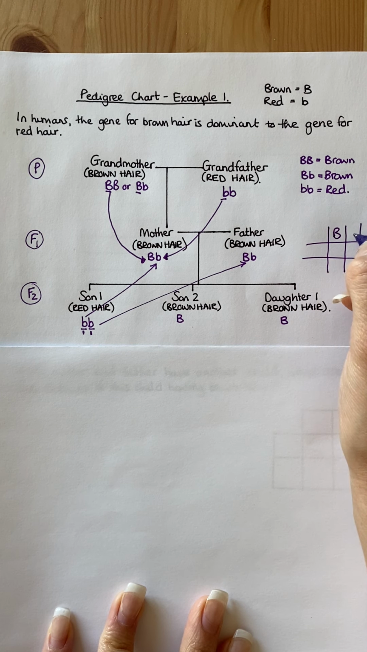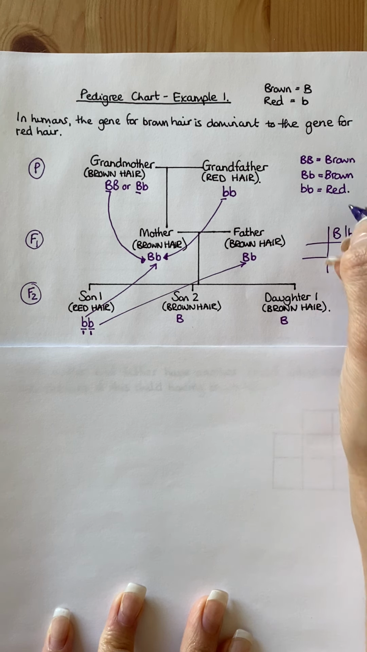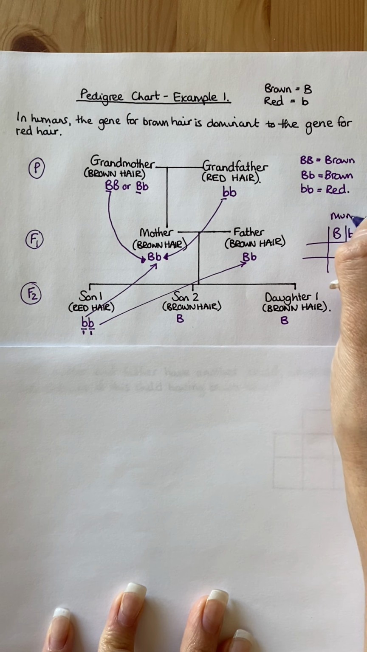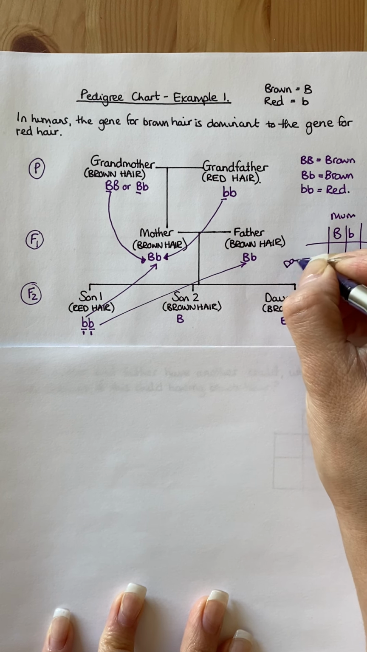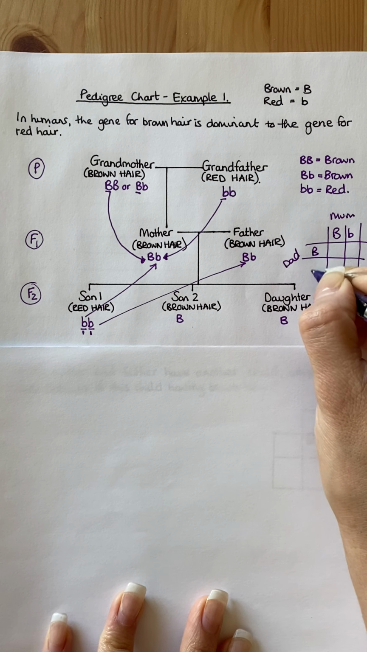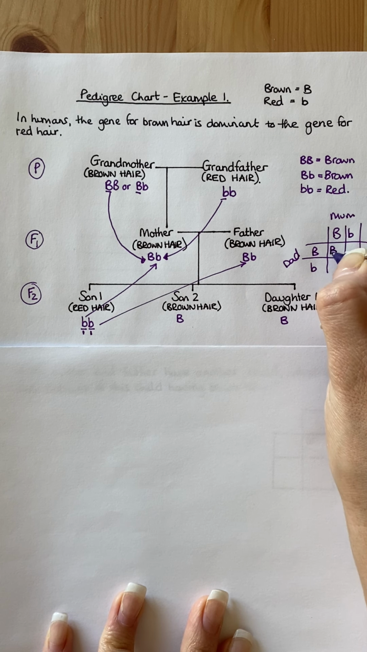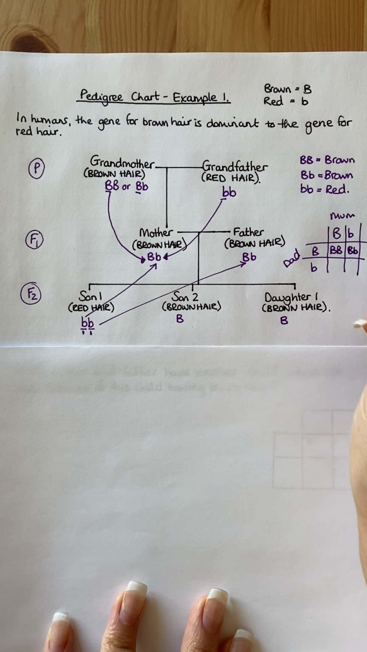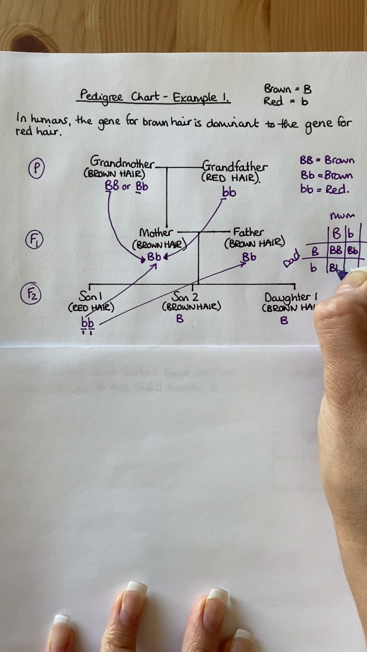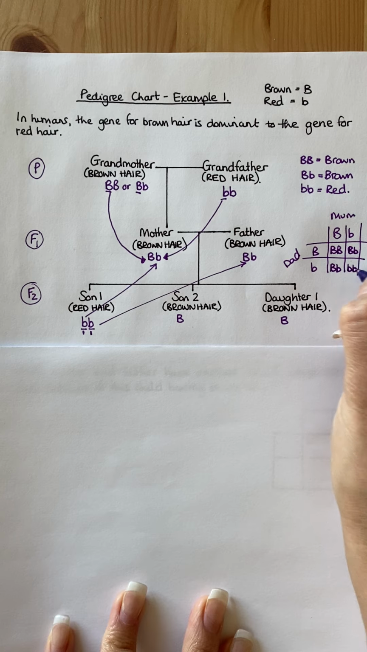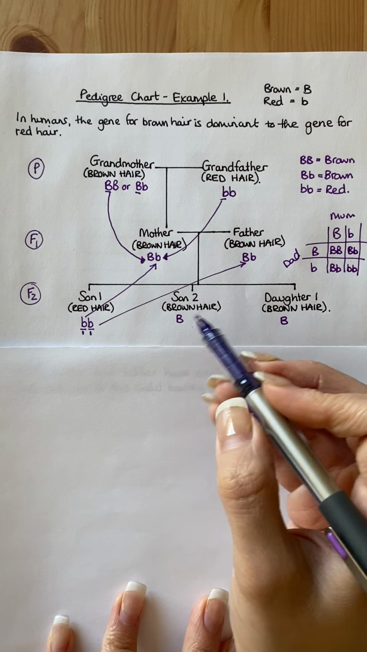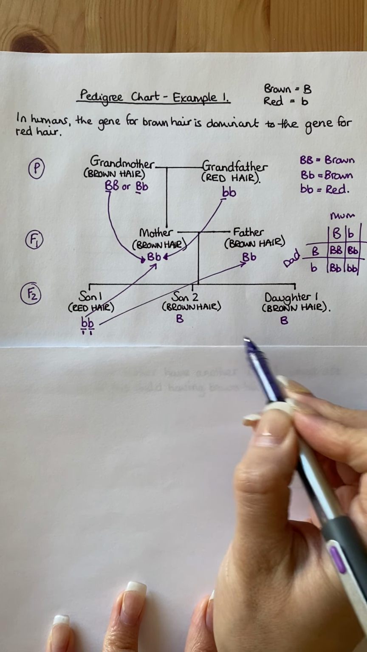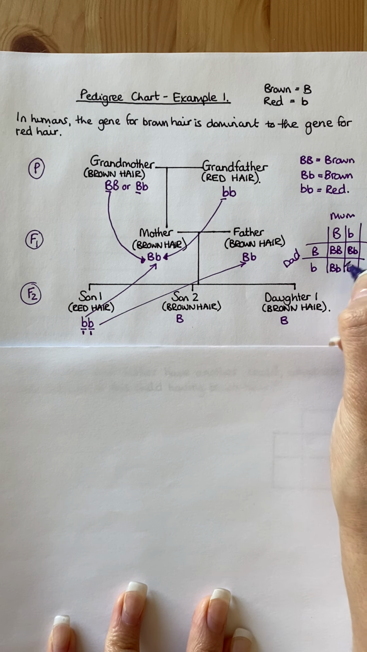put one parent on the top, say that's the mother for example, and then the dad on the side. We have 2 capital B's here, so homozygous dominant. We have a heterozygous here, a heterozygous here, and then a homozygous recessive here. Now these 2 children don't have red hair, and therefore we can rule this genotype out.